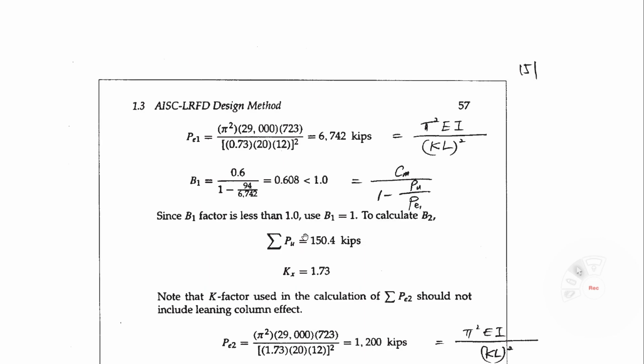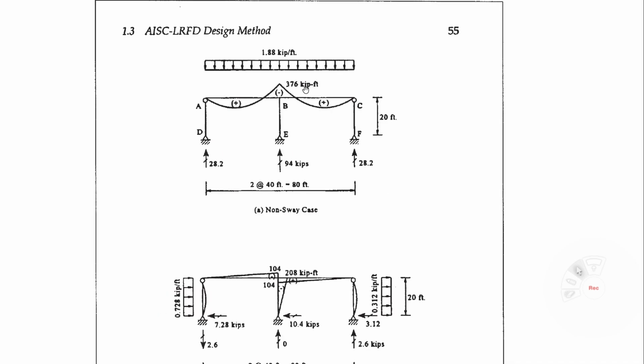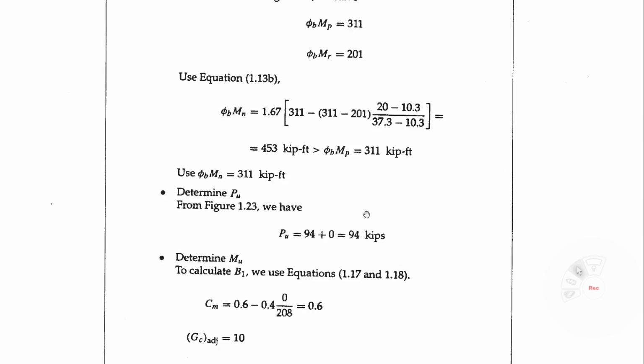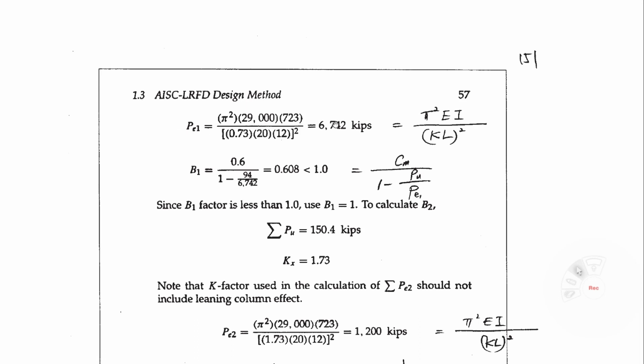And then let's calculate PE1. PE1 is the brace case Euler buckling load, right? So here, pi squared EI over KL squared. That is the equation, right? So if you calculate this value, K equal 0.73, L 20 inch, pi squared EI, then you can get this value. So B1 equals CM over 1 minus PU over PE1. CM equals 0.6, 1 in this brace case, 94. So 94 and PE1, this value here, and you can get 0.608.